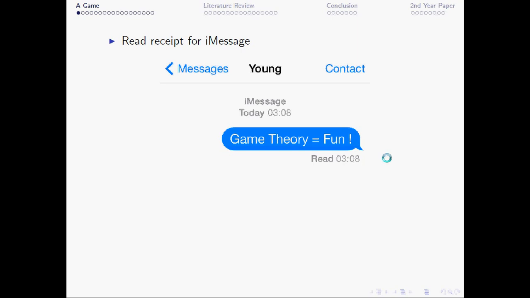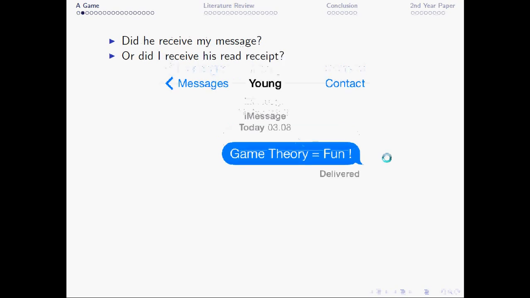Before I start the game, a lot of cell phones now have messaging applications that automatically send a read receipt when a message is read. So for example, iMessage here shows the time the message is delivered and the message is read, like the one here. So if we see something like this was only delivered, then we ask, did he receive my message? Or the question that most people don't ask is, did I receive his read receipt? So both are possible.